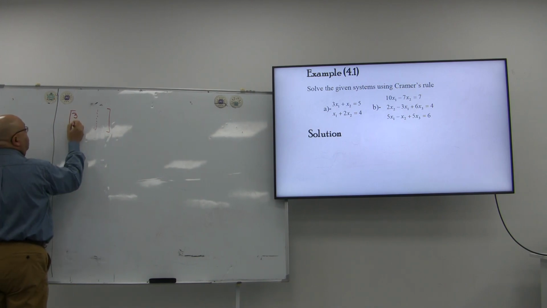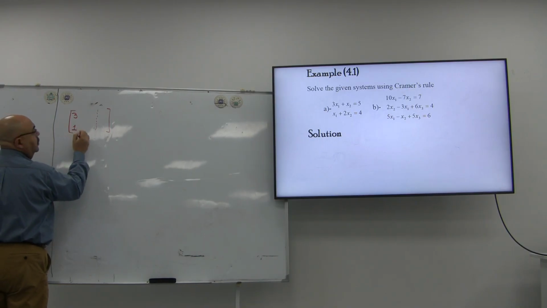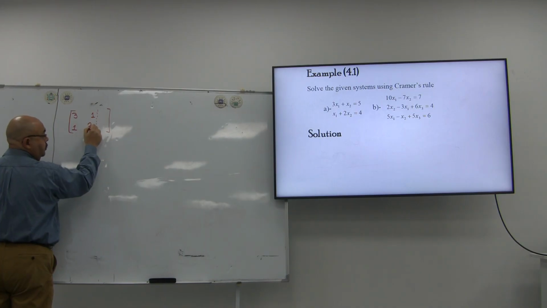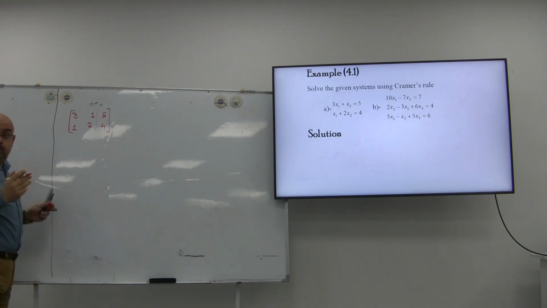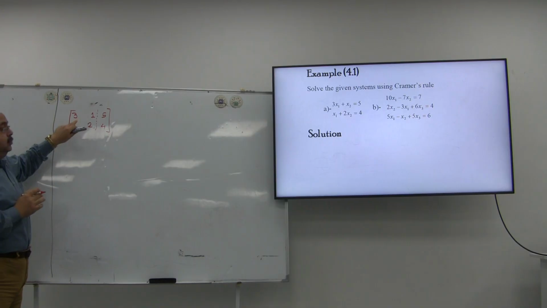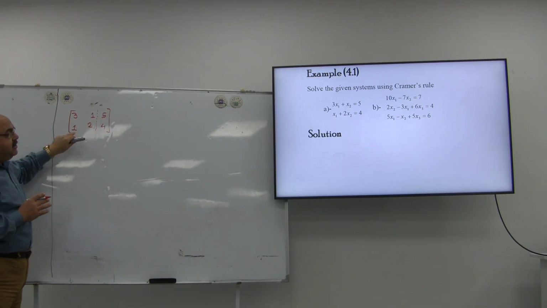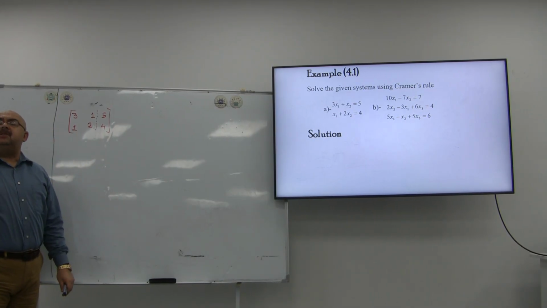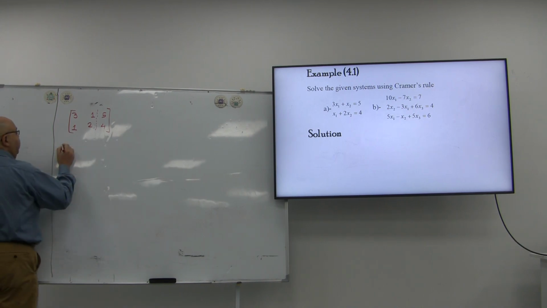3 and 1, then 1 and 2, then 5 and 4. Of course, you can write them as rows. You can give 3, 1 and 5 for the first equation, and for the second equation, 1, 2, 4. Both of them are correct. That's the augmented matrix form. Okay? I can easily evaluate the following.